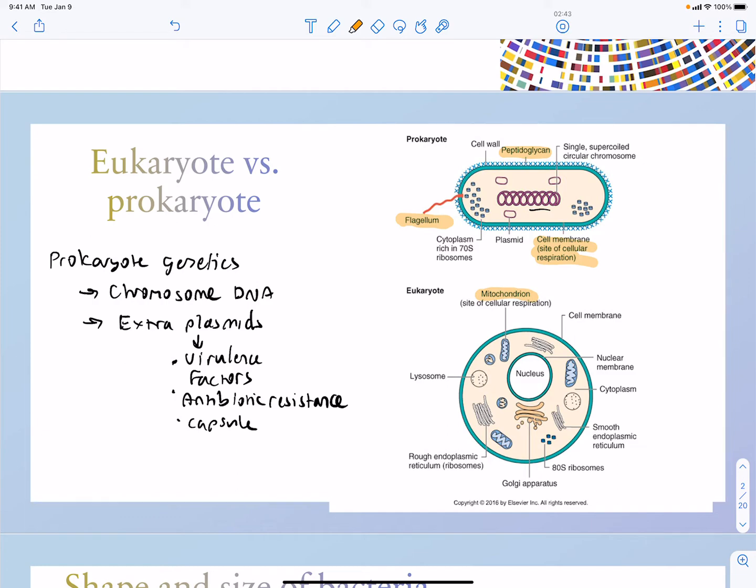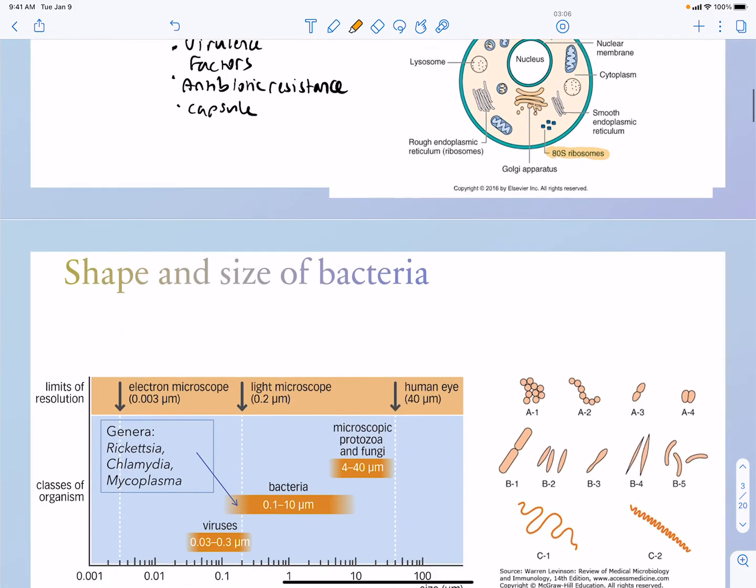They also have a different size ribosome. So they have a 70S, whereas we have an 80S. So that is another potential target for an antibiotic. And so just these simple differences between prokaryotes and eukaryotes have led to the use of our current arsenal of antibiotics to target these pathogens.